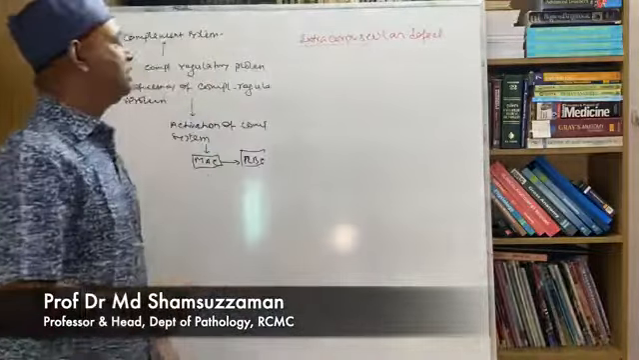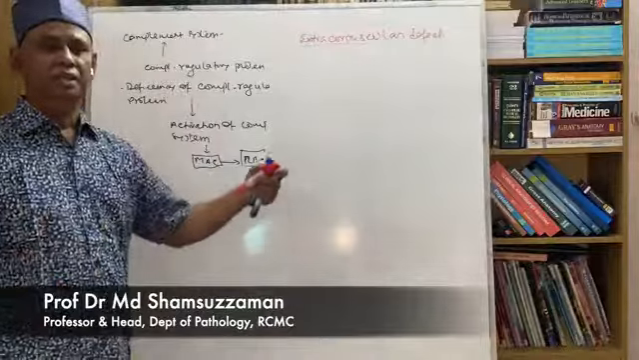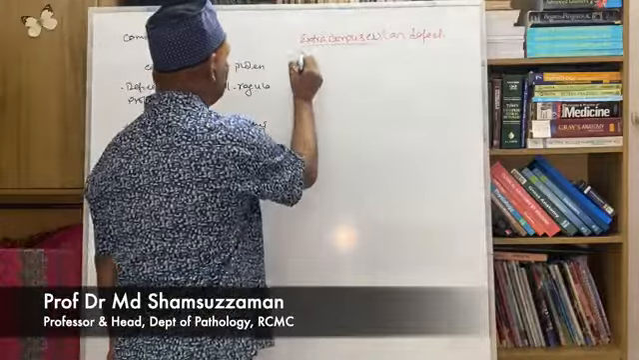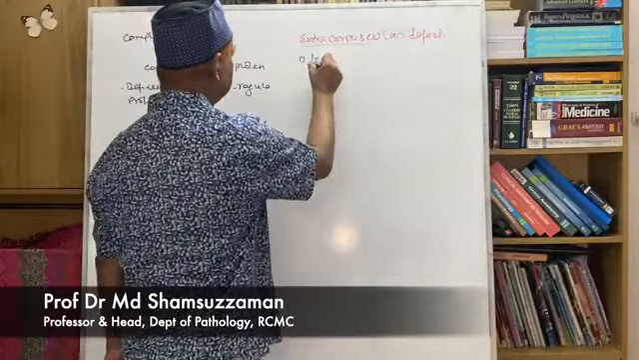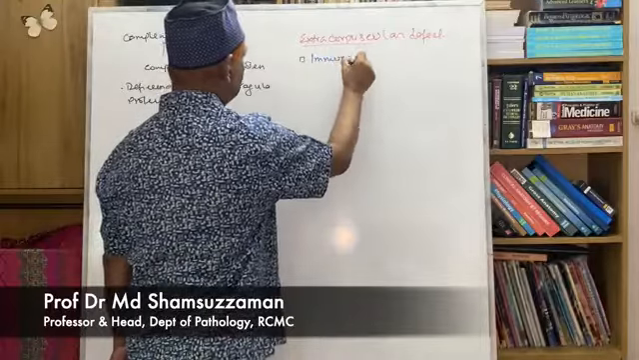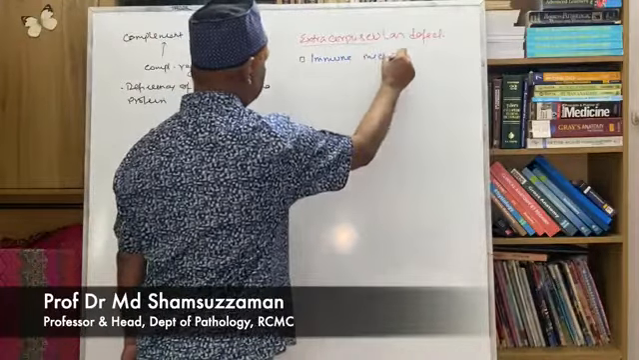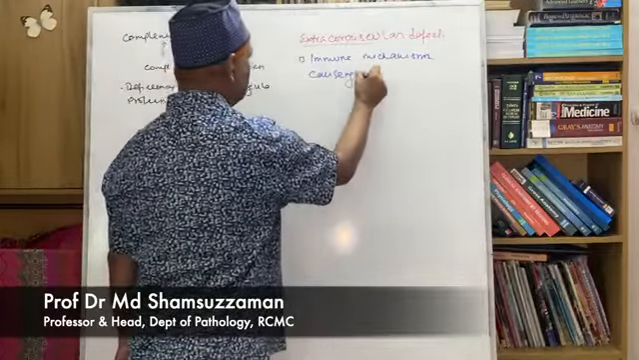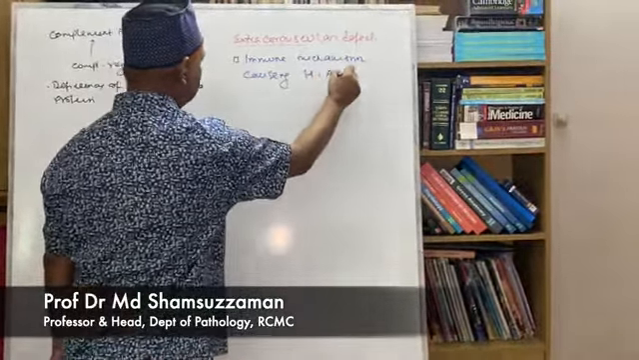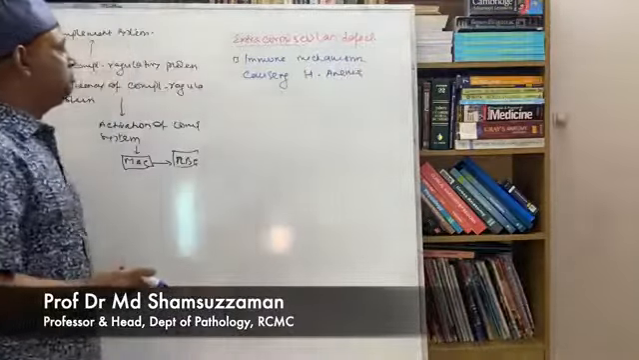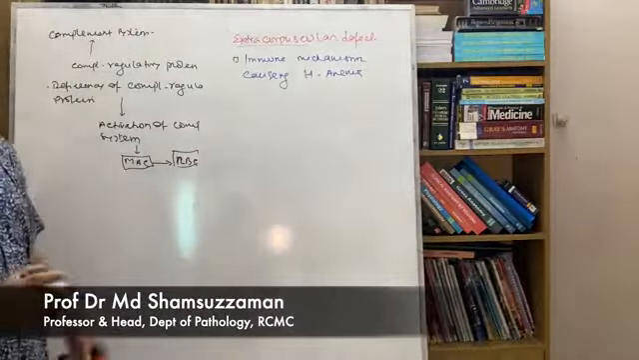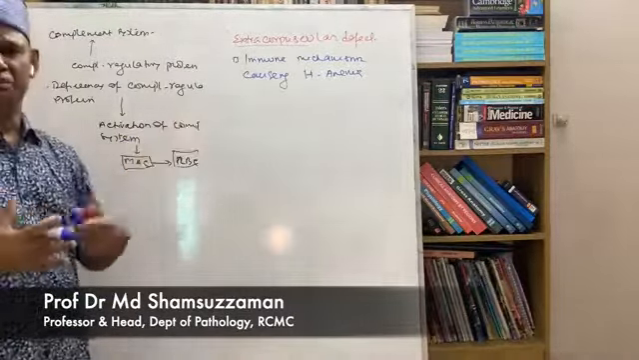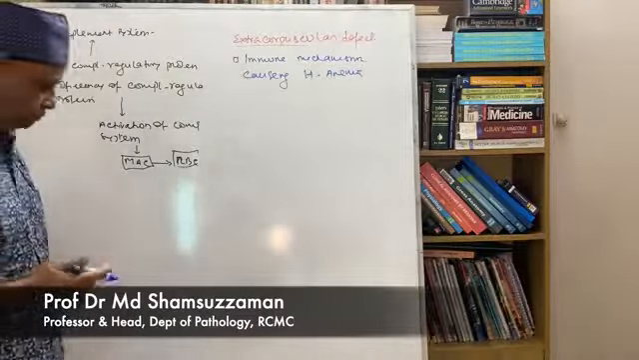So here the defect is not within the RBC, rather the defects are in the surroundings. It will be classified as broadly two types. One is immune mechanism causing hemolytic anemia. That is, the immune system is involved in this situation for massive destruction of red cells prematurely.